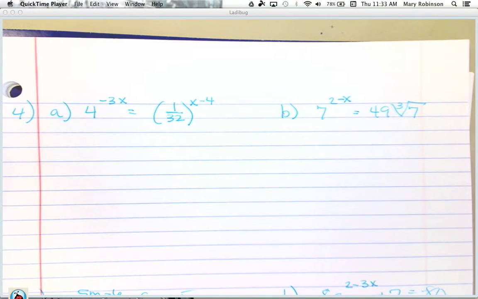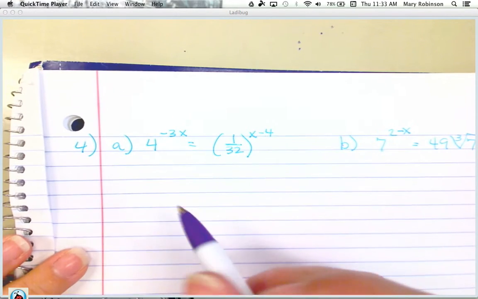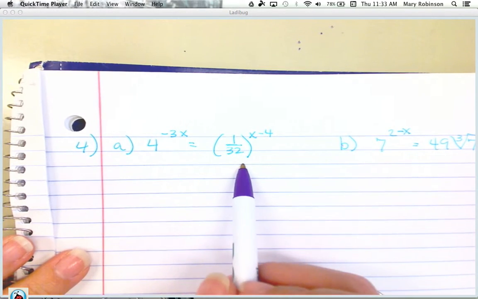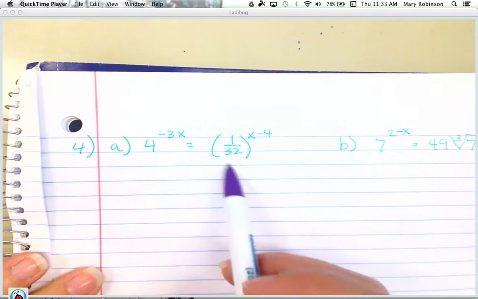In this video, I'll be going over number 4, parts A through D of Test 6 review for standard class on the exponential and log functions and equations test. For number 4, if you would look at 4 and 1 over 32, they are not the same base, and your job is to create the same base.